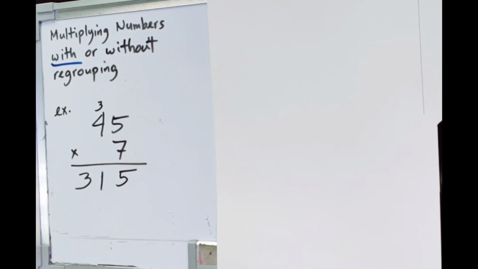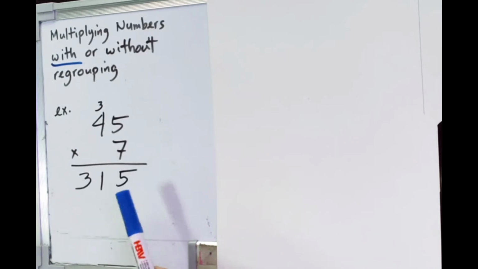So the second part of this tutorial, we'll be doing multiplication of numbers. This time with regrouping. And we also multiply these numbers with the use of this partial product technique or the partial product method. So let's start with this example, multiplying a two-digit number by a one-digit number. Say 45 times 7.